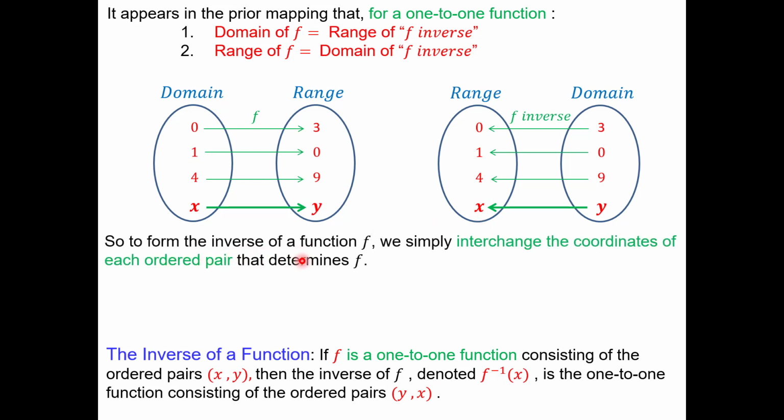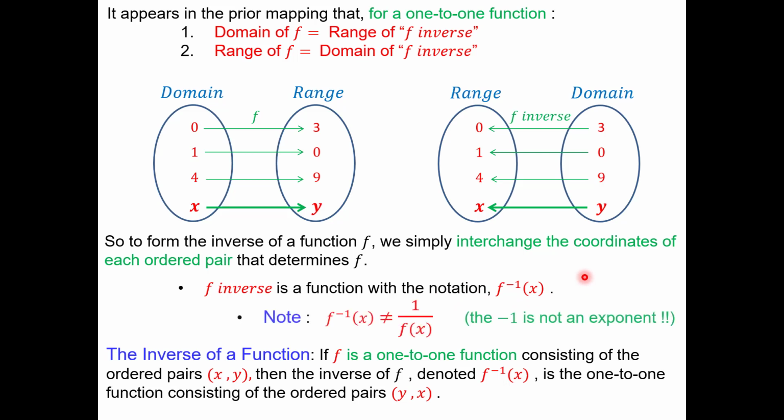So to form the inverse of a function f, we simply interchange the coordinates of each ordered pair that determines the original function. This is just a way of saying swap x and y. So f inverse is a function with this notation, f inverse of x. And then just a note about the notation, this little negative 1, don't think of it as a negative exponent. It's just notation for inverse.